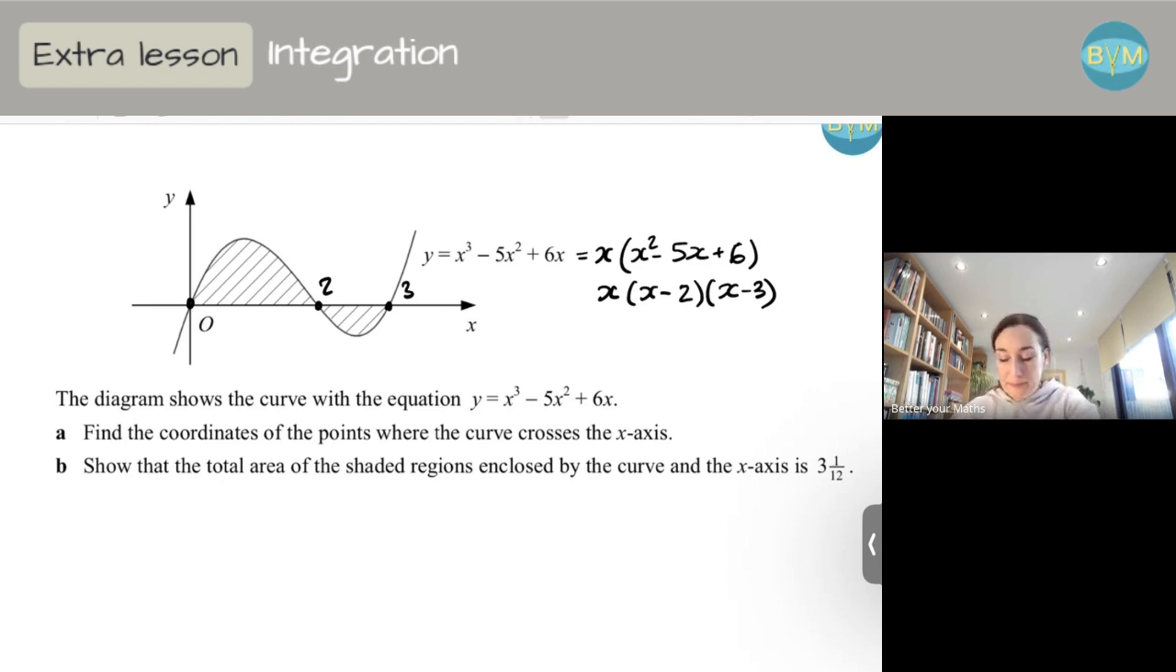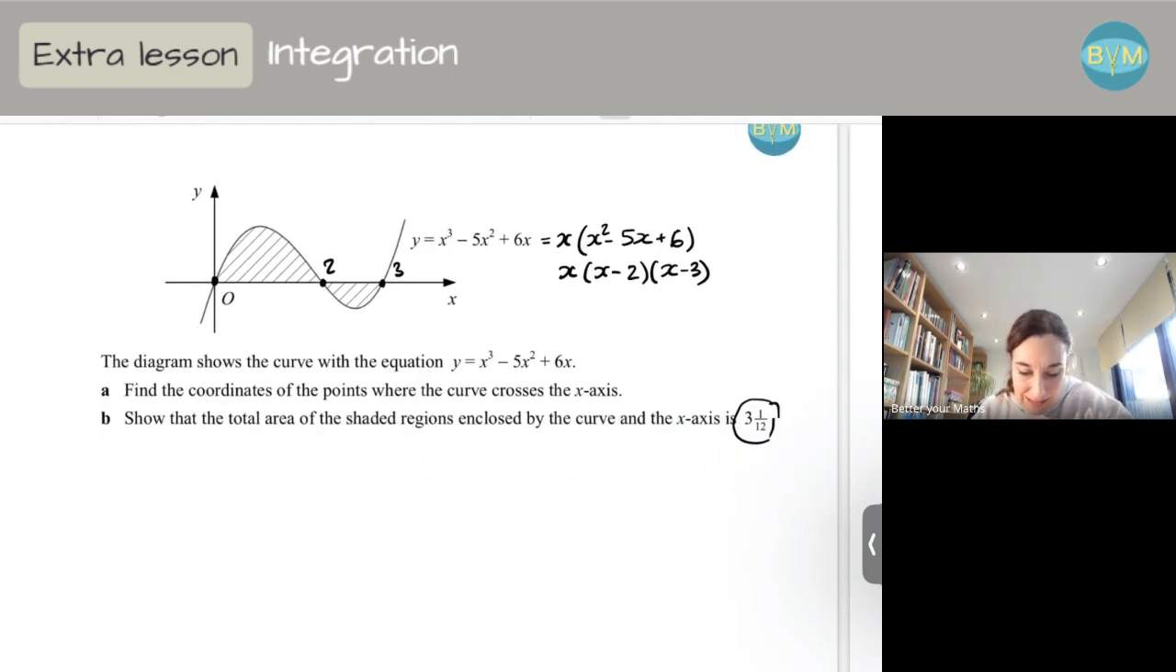That's our situation. Then they say, show that the total area of the shaded regions enclosed by the curve and the x-axis is 3 and 1/12. What are we going to do? What we said before. We are going to integrate between 0 and 2, and then between 2 and 3. We don't necessarily need to integrate twice. What we need to do is to substitute twice. Don't do the whole integral again, but you can substitute twice.